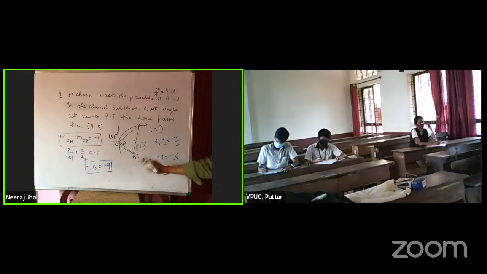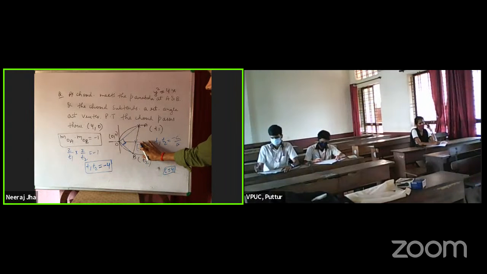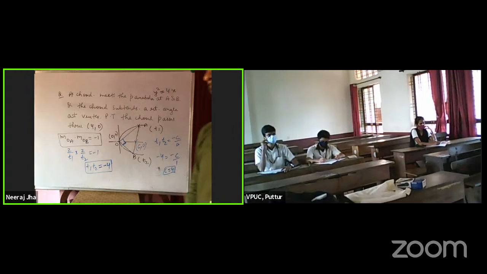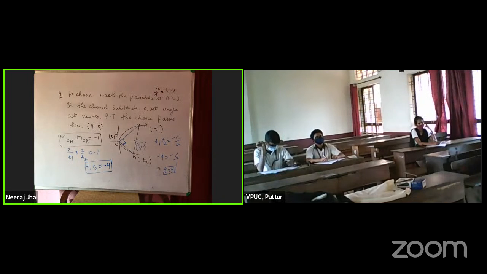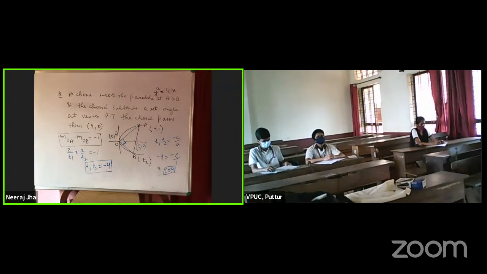Hence this chord is always passing through (4, 0). This chord will always pass through (4, 0). Any doubt? No doubts? Okay. Very good. Let's solve one or two more problems.